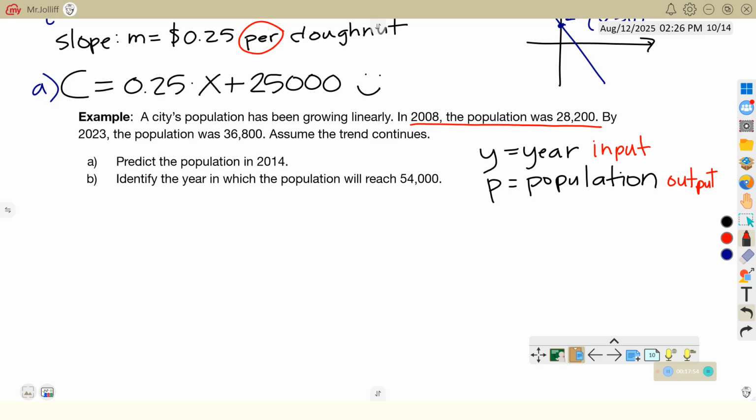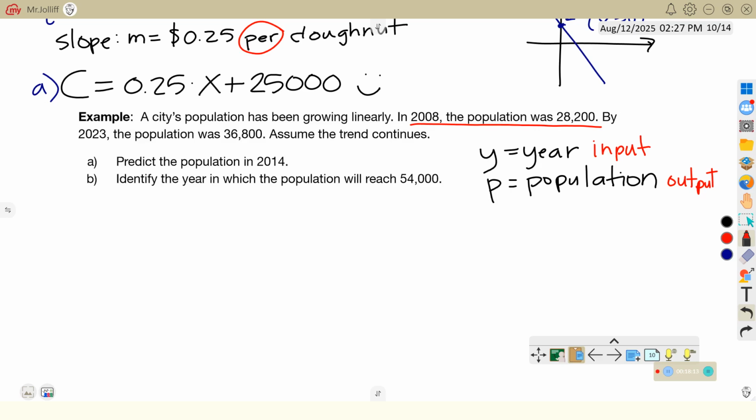So when I write my equation, it's going to be P equals m y plus b. Output equals slope times input plus intercept. And it's going to feel awkward. That's the right way to do it. Yeah?